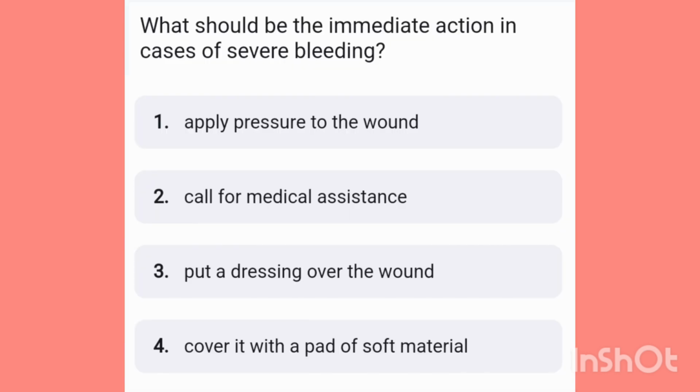The next question is, what should be the immediate action in case of severe bleeding? Option number 1, apply pressure to the wound. Option number 2, call for medical assistance. Option number 3, put a dressing over the wound. And option number 4, cover it with a pad of soft material. And the correct answer is option number 1, that is apply pressure to the wound.